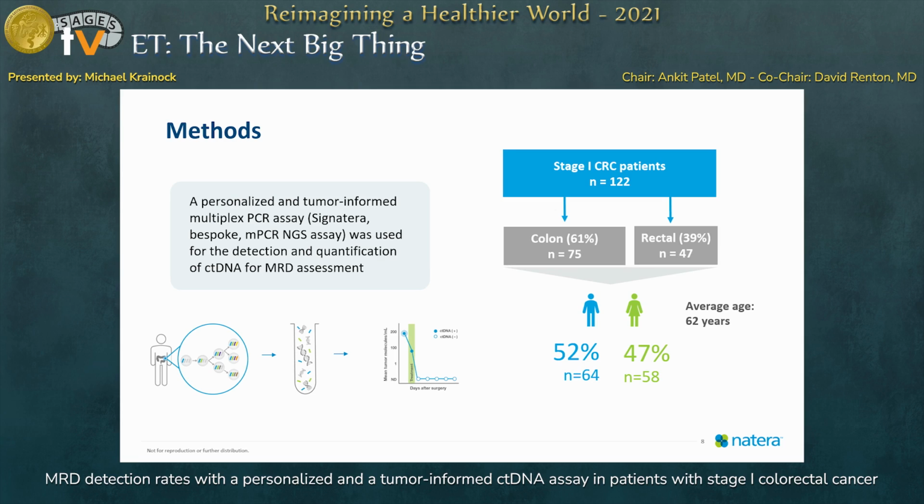We had applied that to 122 stage 1 CRC patients that we found in our commercial database. 75 of those folks had colon cancer, 47 had rectal cancer, 52% were males, and 47% were females with an average age of 62 years.